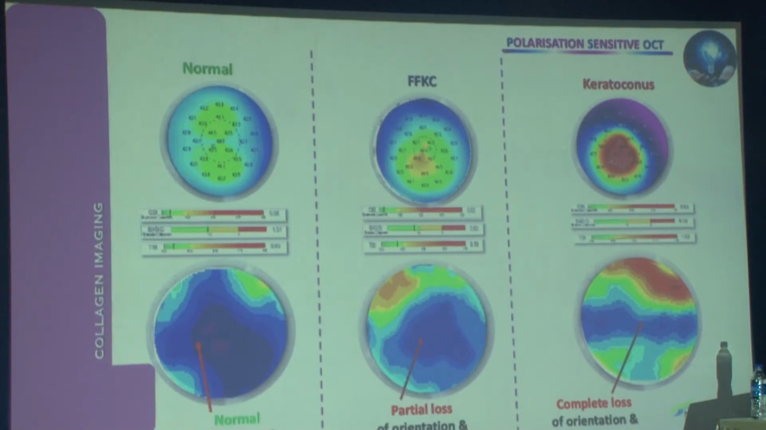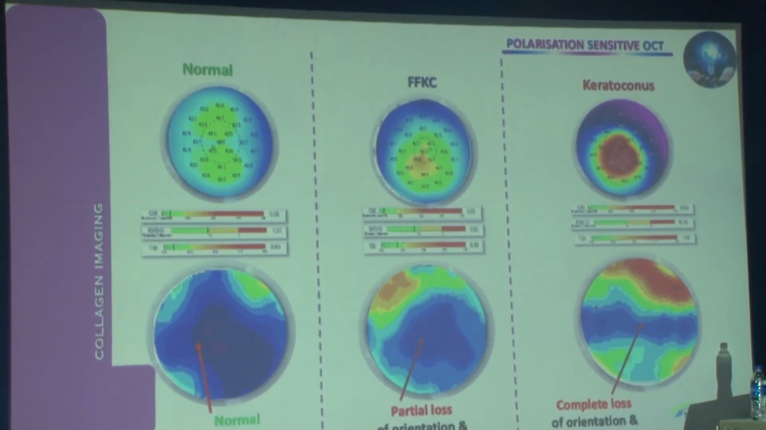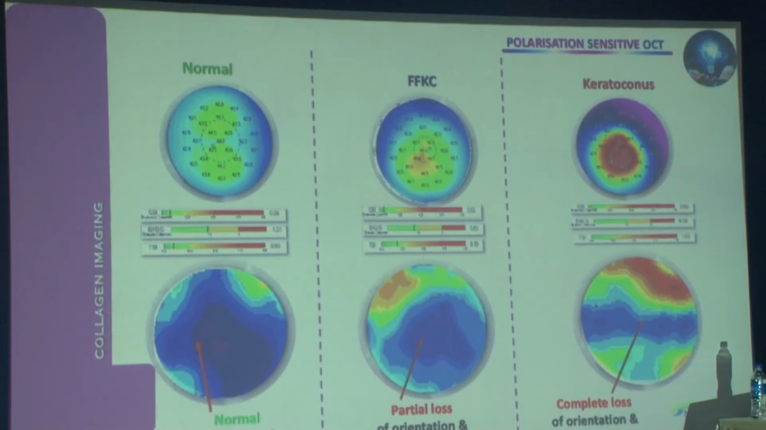It's better and it's in a good and optimal quantity. But as I said, when the patient starts developing forme fruste keratoconus or frank keratoconus, there is partial loss of orientation and arrangement of collagen. This is how a forme fruste keratoconic eye would look. And in a keratoconic eye, you'll see there is complete loss of orientation and arrangement of the collagen.